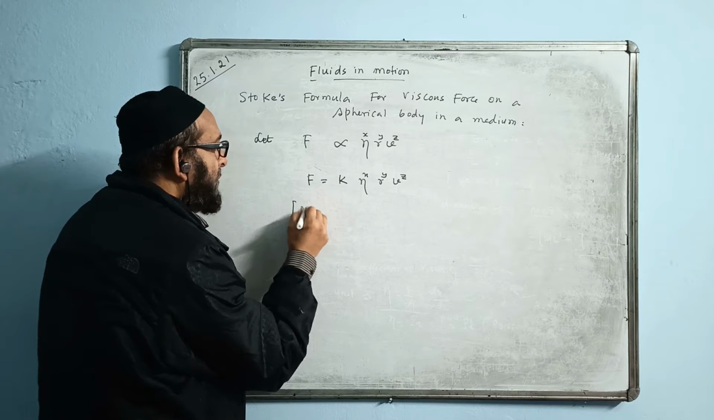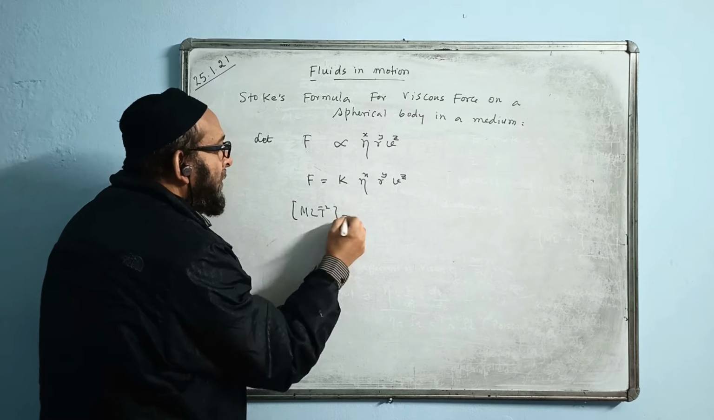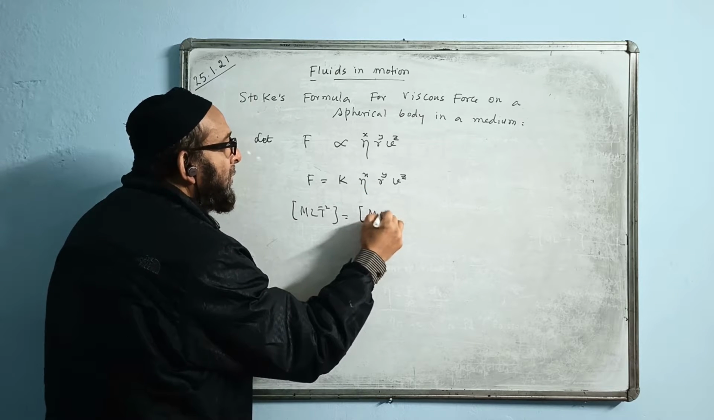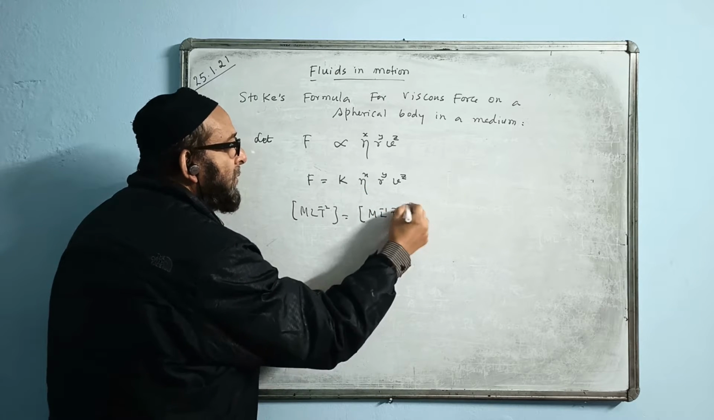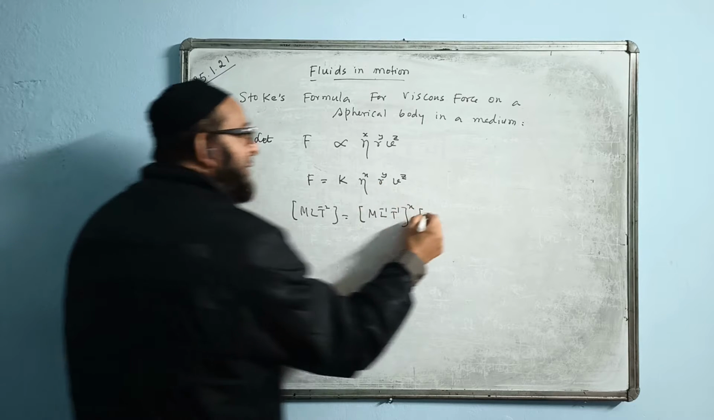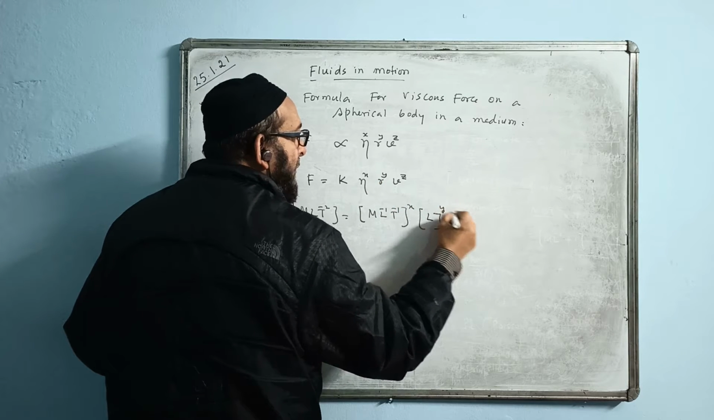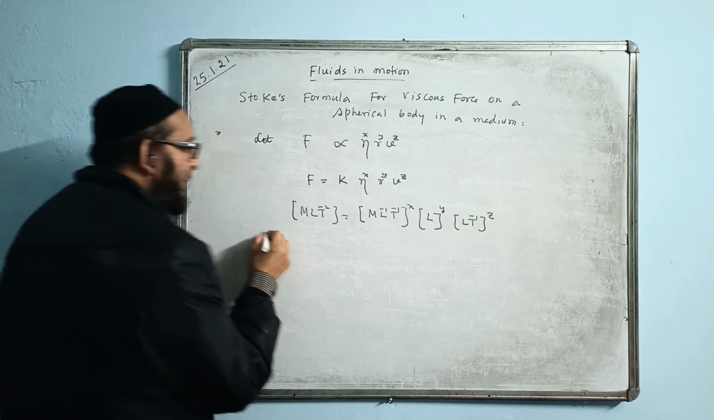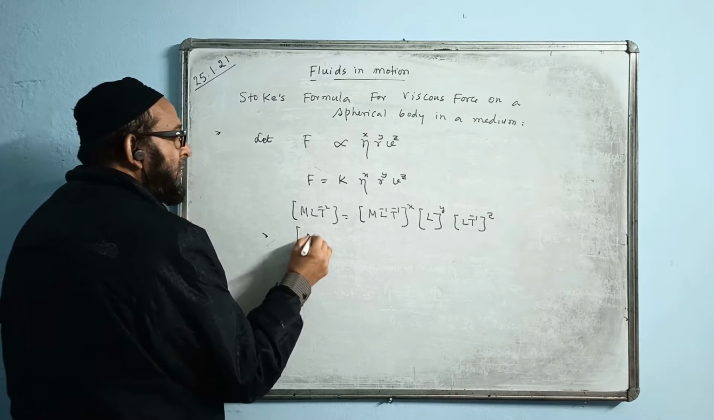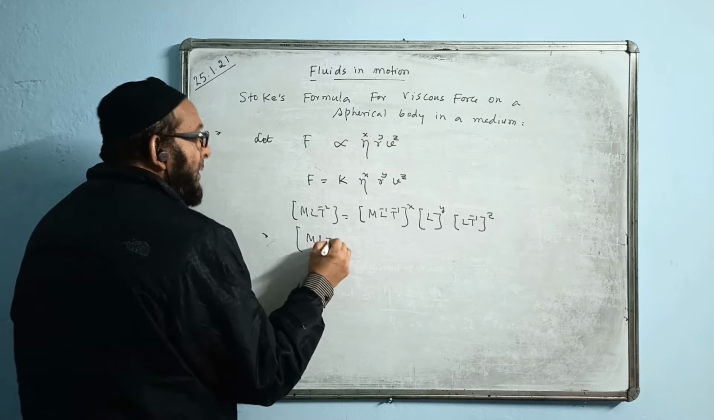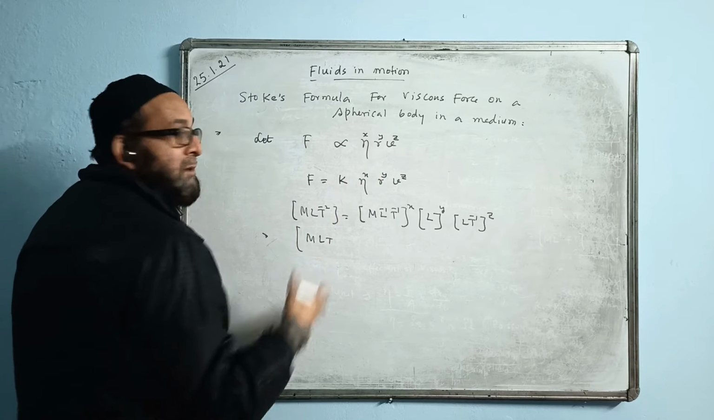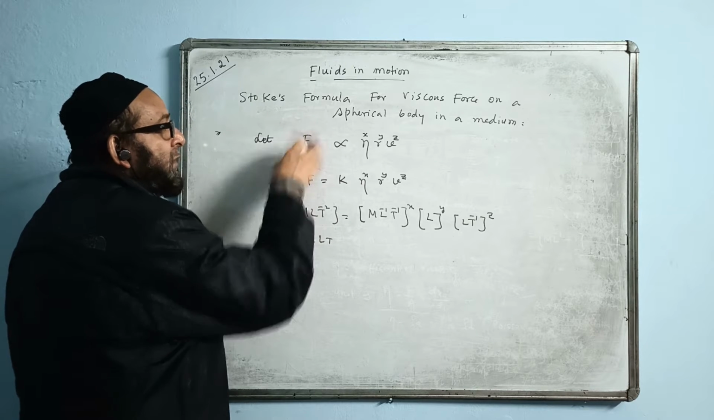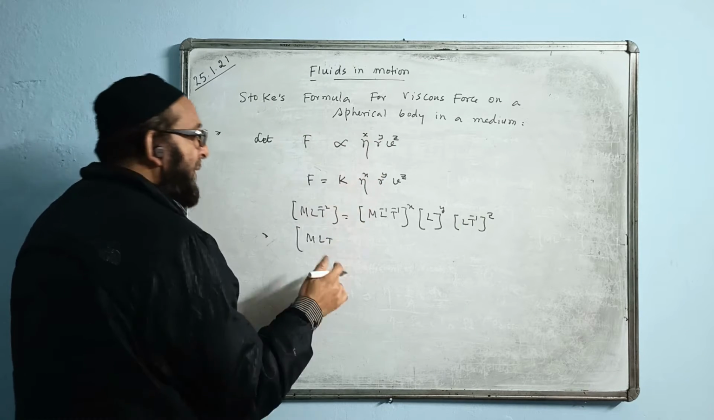Force dimension is MLT minus 2. K is a constant, no dimension. Eta dimension we just now found: M L minus 1 T minus 1, power x. R is radius, that is length, power y. V is velocity, L T minus 1, power z. Now we use the method of dimensions to calculate the values of x, y, z. These are the factors on which the viscous force, or viscous drag, may depend.